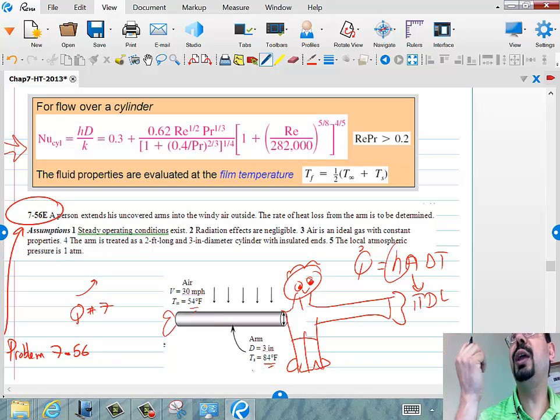We open the table for air at T film, and we get the viscosity, the K, the Prandtl. We need the 3 of them. The viscosity will go into the Reynolds, the Prandtl is there, and the K, so that we can get the H out of it. And we are done. Make sense? Yeah. All right. Thank you.